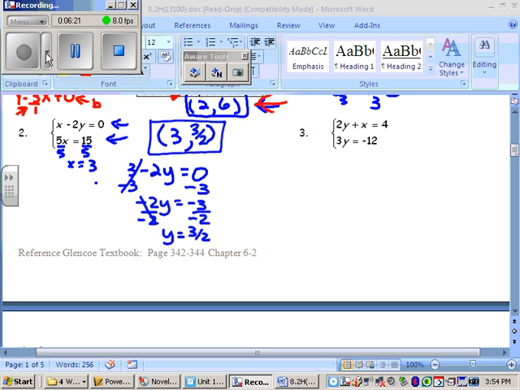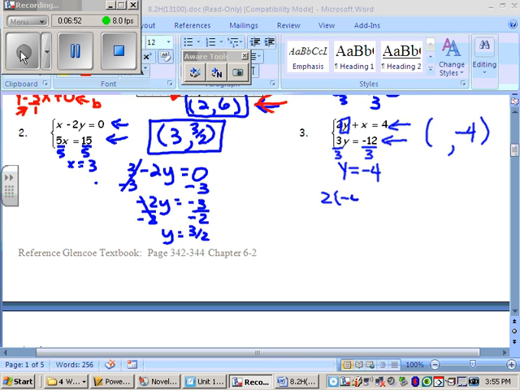Let's take a look at example 3. Again, if you look at both equations, neither equation is solved for either x or y, but the second equation can easily be solved for y by dividing each side by 3. So y equals negative 4, and this would be half of our answer.